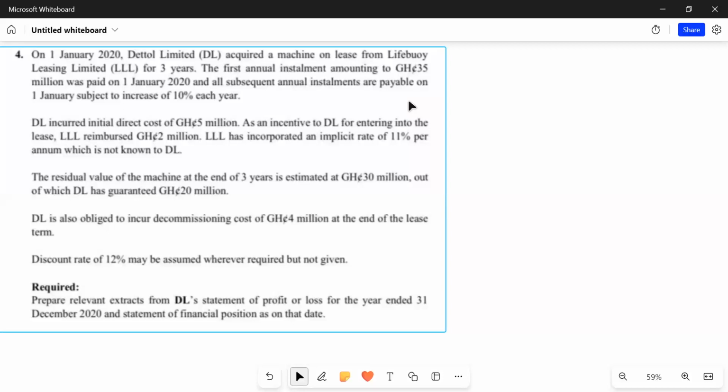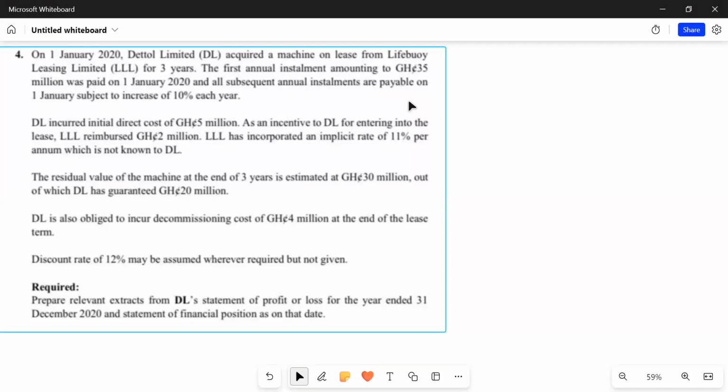How do we record this particular transaction at the date of the agreement? What we have to do is that we are saying that the Debtor Limited will be paying 35 million at the beginning of every year. This is payment in advance. So they are going to pay 35 million at the beginning of every year.